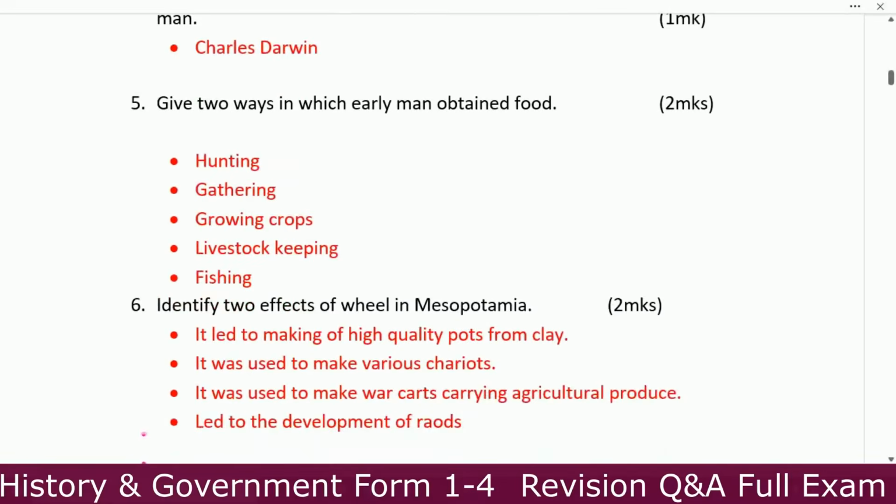Number 5, give 2 ways in which early man obtained food. Number 1, through hunting. Number 2, gathering. Number 3, growing crops. Number 4, livestock keeping. And then the last one is fishing.